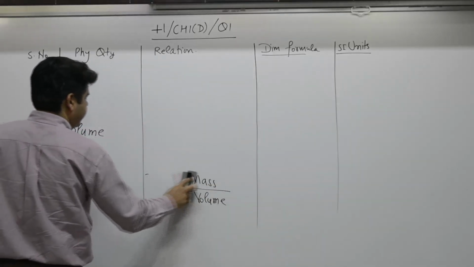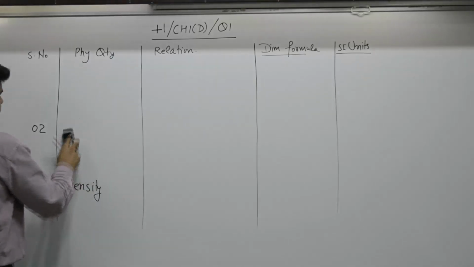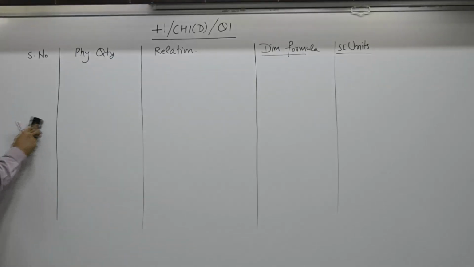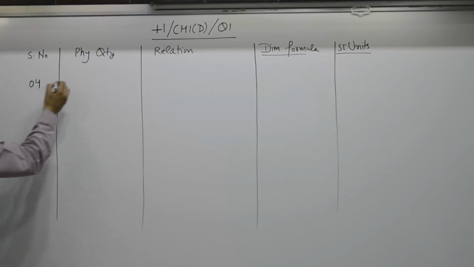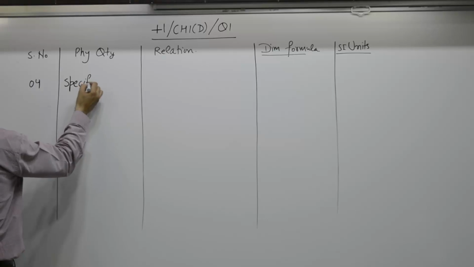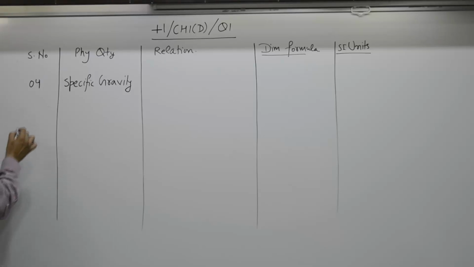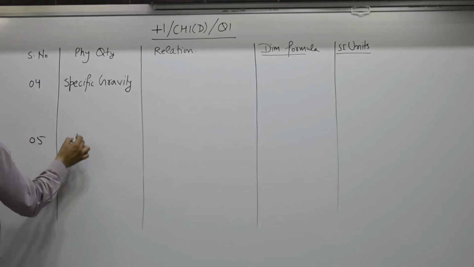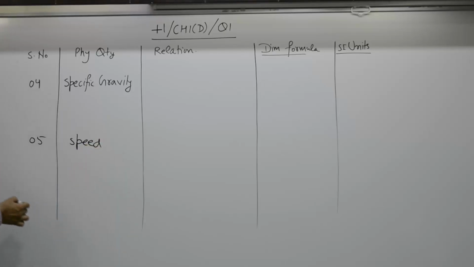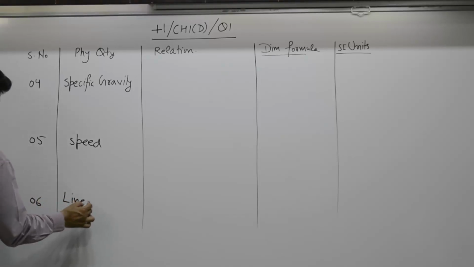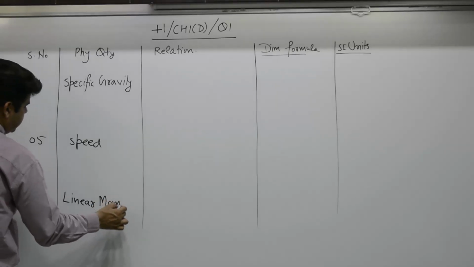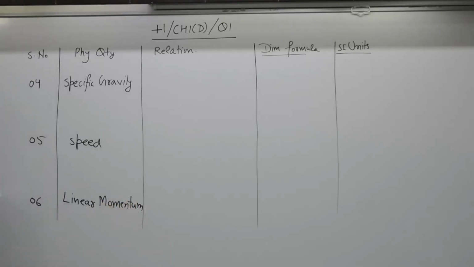I will write the next 3 physical quantities and you will write the dimensional formula for the same. Fourth entry, book 1 please: specific gravity. It is also known as relative density. Fifth, speed. Sixth, linear momentum. Book band. 3 minutes.